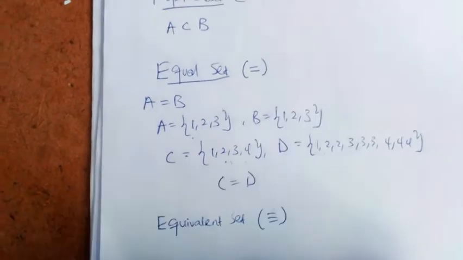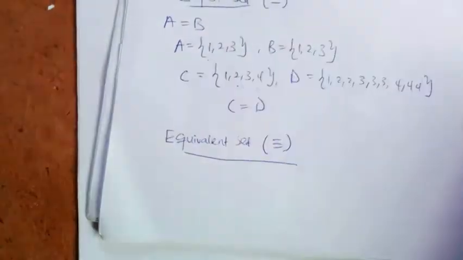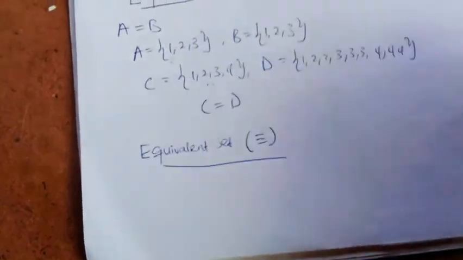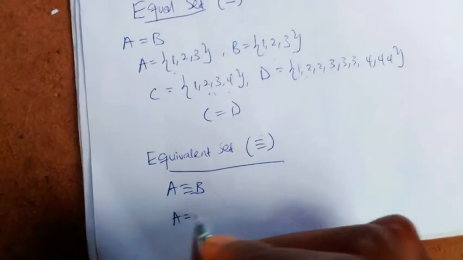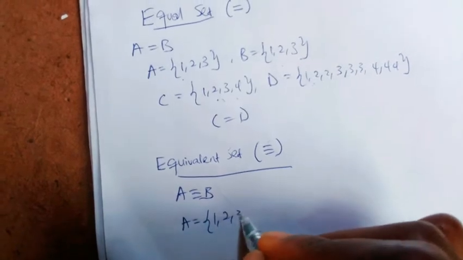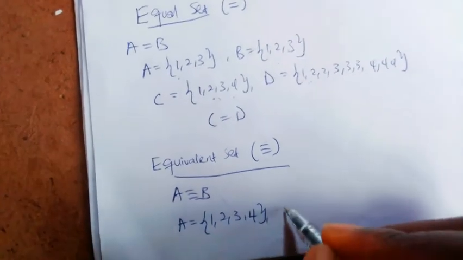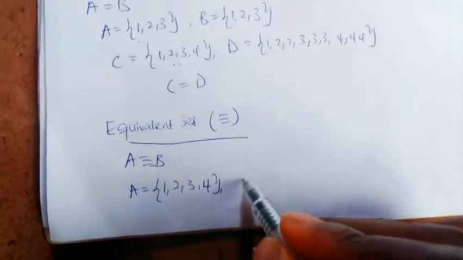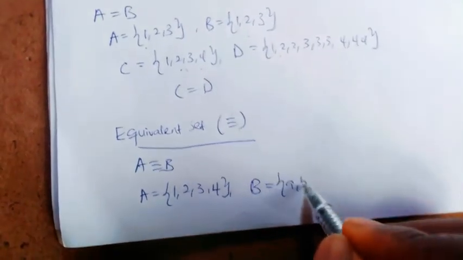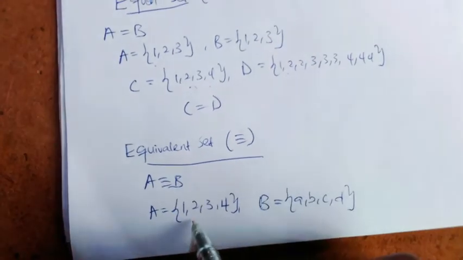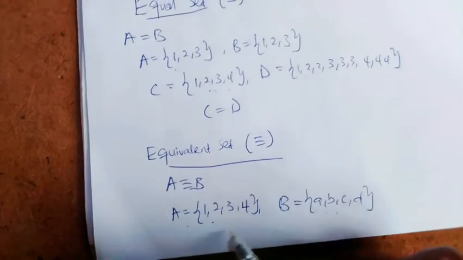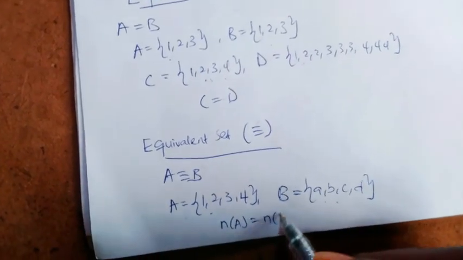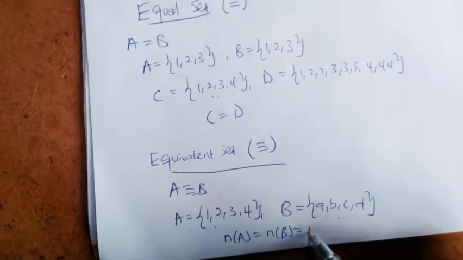Now for equivalent set, this is the notation. It implies that a set A is said to be equivalent to B if the number of elements in A is the same as the number of elements in B. Such that for set A I have 1, 2, 3, 4, and for set B I have something like a, b, c, d. I'm not looking at the same elements in the two of them, but the number of elements in A is the same as the number of elements in B, which is equal to 4, and that is equivalent set.